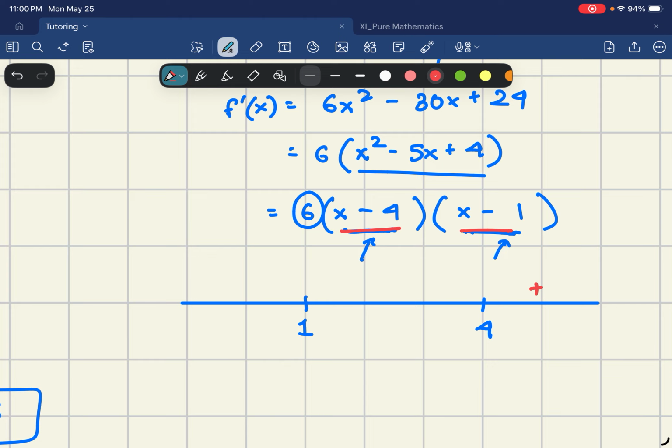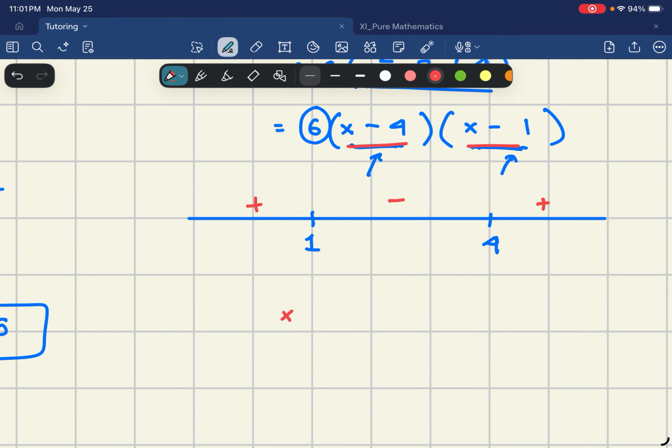Now think of a number that is between 1 and 4. So let's say 2. 2 minus 4, that is negative 2. 2 minus 1 is positive 1. So negative, positive gives me negative. Now think of a number that is less than 1, like 0. So 0 minus 1 here is negative 1. 0 minus 4 here is negative 4. Negative 4 times negative 1 is positive. 4 times 6 is 24.